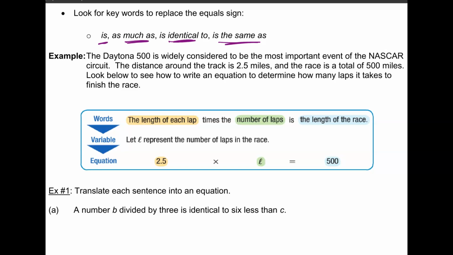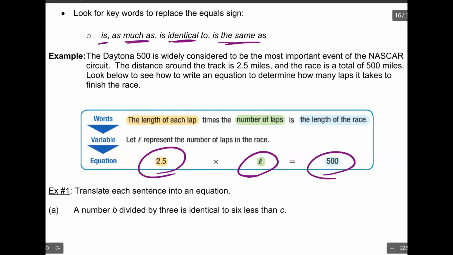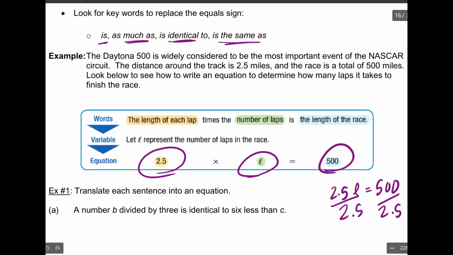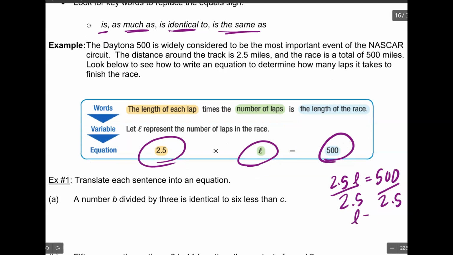So we're going to let L represent the number of laps. So 2.5 is the length of each lap. L is the number of laps it takes. And so together, we can figure out how many laps it takes to finish the race. So 2.5 L equals 500. So if I divide by 2.5 on both sides, I see it takes 200 laps for the Daytona 500.